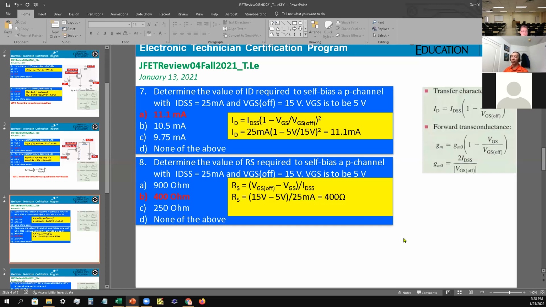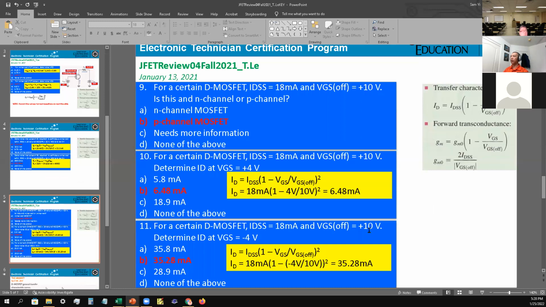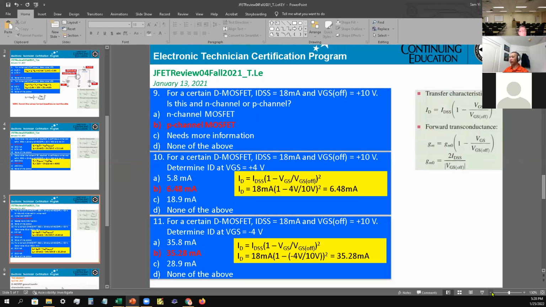Okay, any question number seven or eight? Okay, no question. Next set. Let me just shrink down this one a bit. Okay, so hopefully everybody can see this one.